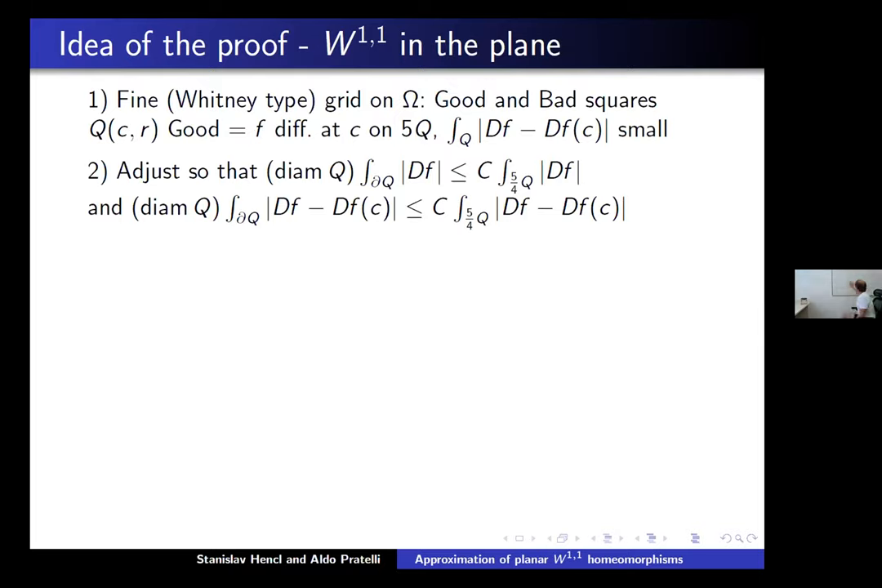So the point is essentially the following. I have some cube, maybe the integral over the boundary is big. So I will integrate like here using Fubini, and then for one of these, the integral will be small. This is what I do in step two.